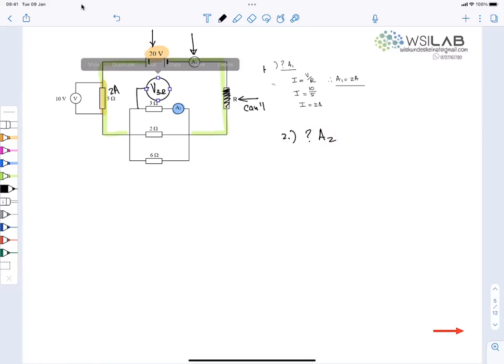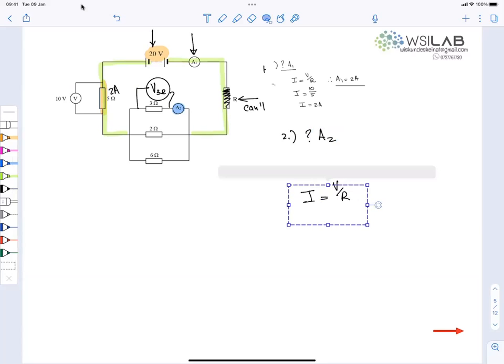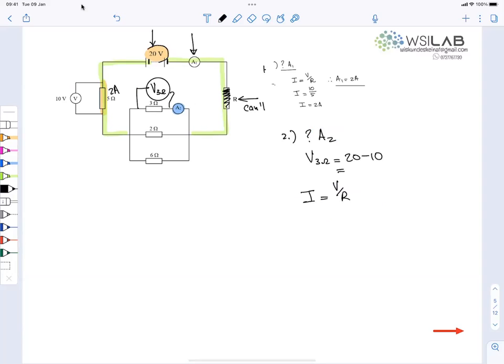Will we use the same formula again? Yeah, there's only one. Okay. I is V over R. I'll just tell the teacher the following. The voltmeter reading over the 3 ohm resistor is what? Is 20 minus 10. Is that correct? Because I have 20 and I've lost.